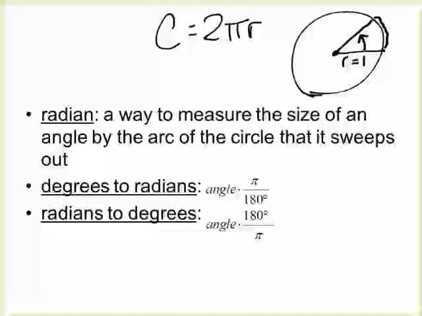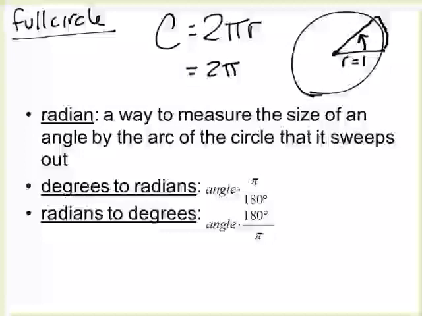If I have a radius of 1, that means if I traced out the entire circle, I would trace out 2 pi. A full circle has 2 pi radians, or 360 degrees. So if these are both talking about a full circle, they should be equivalent to each other, just as 12 inches is equivalent to 1 foot. 2 pi radians is equivalent to 360 degrees.